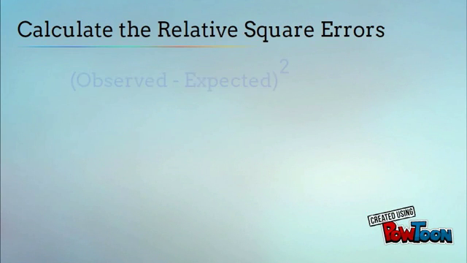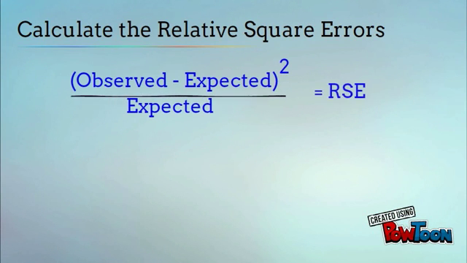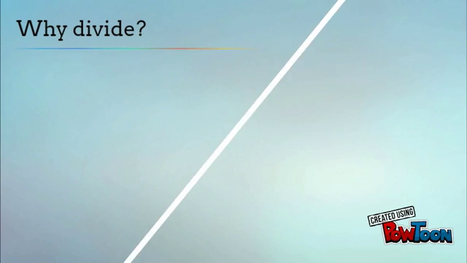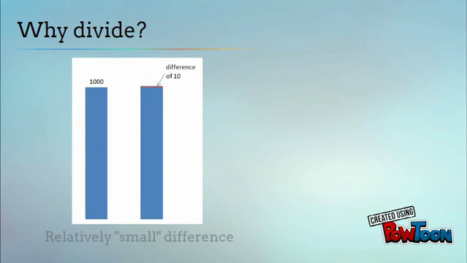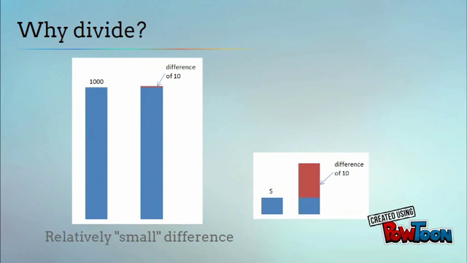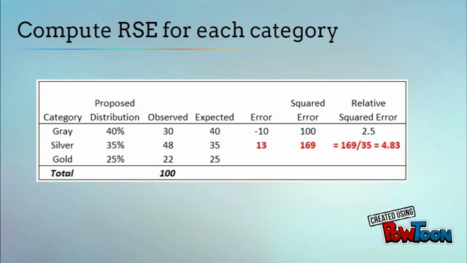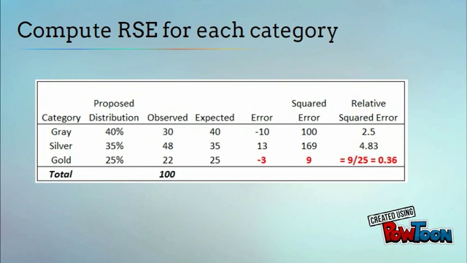Next, we divide the squared error by the expected count to find the relative squared error, called RSE, for this category. In our example, we would take minus 10 squared divided by 40, which is 100 divided by 40, or 2.5. We do this because a difference of minus 10 is relatively small if the expected value is, say, 1,000, but is relatively large if the expected is, say, 5. We repeat this process for each category to get a relative square error for each. The RSEs are 4.83 for silver and 0.36 for gold.